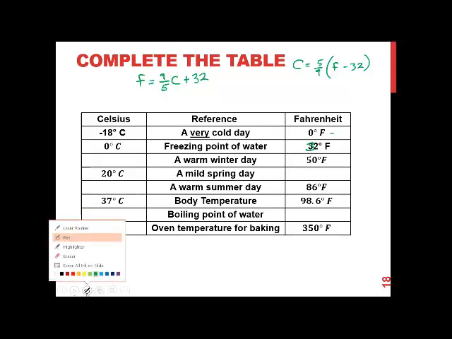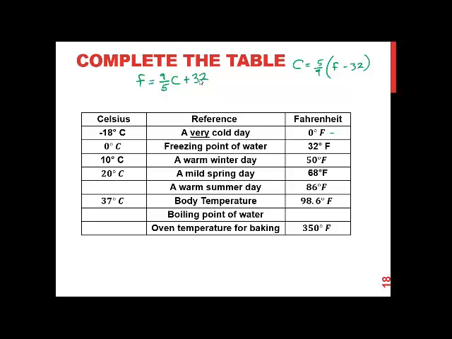Alright. A warm winter day would be 50 degrees. That would be a nice day in the winter. If we take 50 degrees and subtract 32, that would be 18. Multiply 18 by 5/9, and we get 10 degrees Celsius. A mild spring day would be 20 degrees Celsius. I wonder what that is in Fahrenheit. Well, we take 9/5 of 20, add 32, and we get 68 degrees.